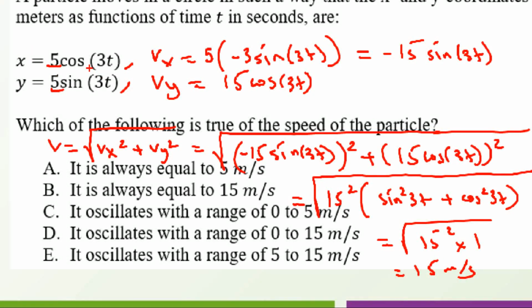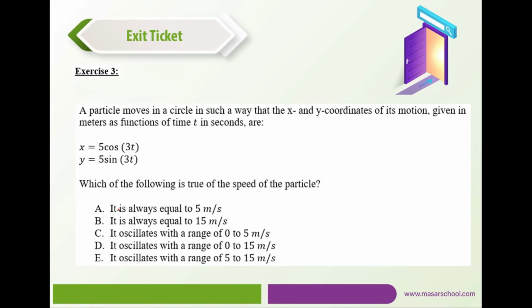We know that because the coefficients are the same and the angle is the same, it's a circular motion. Here they're only asking for the value of the speed, so it is always equal to 15 meters per second. And the correct answer in this case is B.